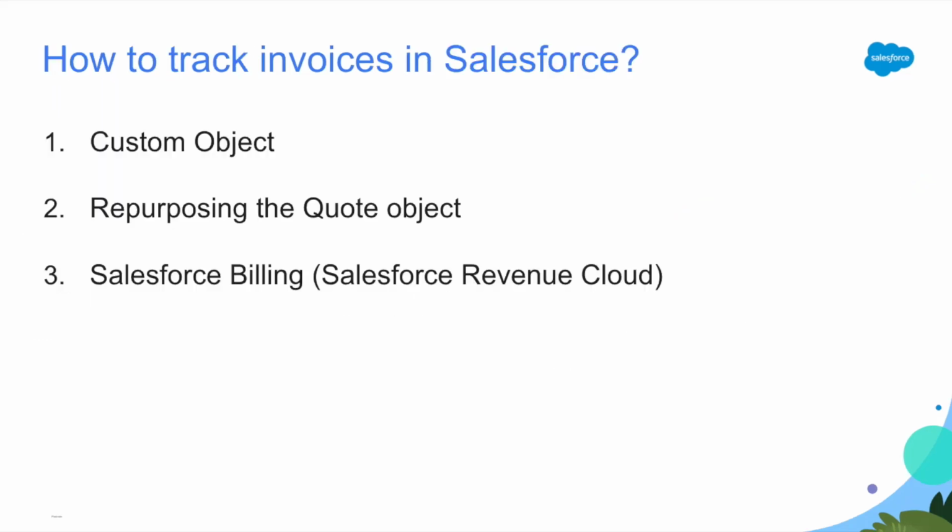In this video, we'll be looking at two different options for how you can track invoices. The first is to create your own invoice custom object. And the second option, if you're not using the standard quote object, is that you could repurpose it to track invoices. There is a third option as well, worth mentioning if you're a Salesforce Revenue Cloud customer, in which the Salesforce billing package can be added on and does include invoicing capabilities.